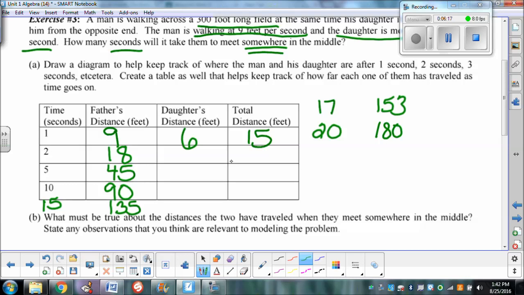All right, so let's go back and take a look at the daughter's distance. So her multiplier, we've got to multiply by 6. So 2 times 6, she's moving at a little slower rate than her father is. 5 times 6 is 30. At 10 seconds, 10 times 6 is 60. Jumping up to 15, 15 times 6, we're at 90. 17 times 6, we're at 102. And then 20 times 6, we're at 120 feet.